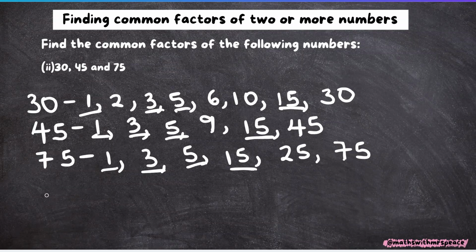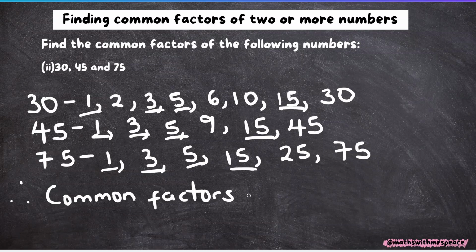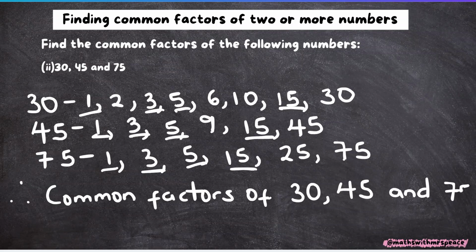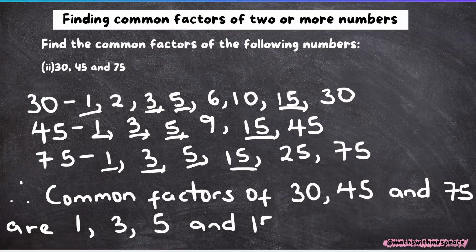And we can conclude by saying, so therefore, common factors of 30, 45, and 75 are, then we'll list out the numbers we have underlined: 1, 3, 5, and 15. And these are our common factors.